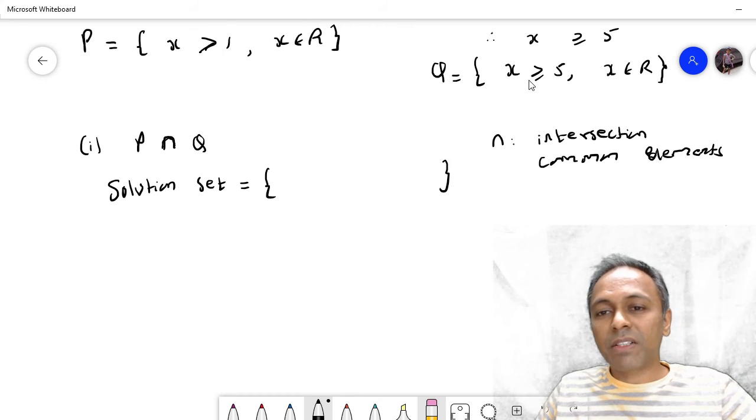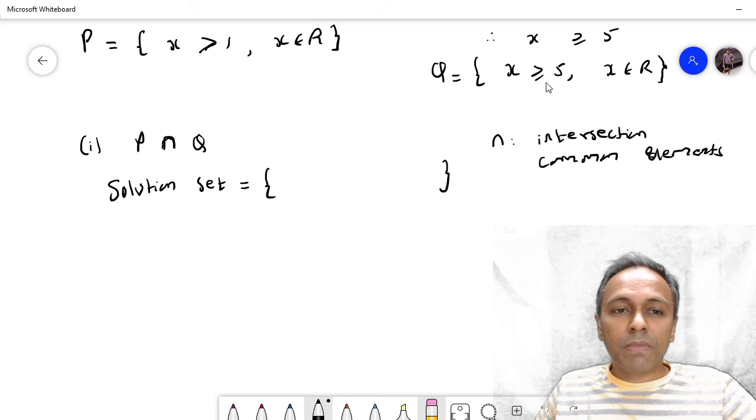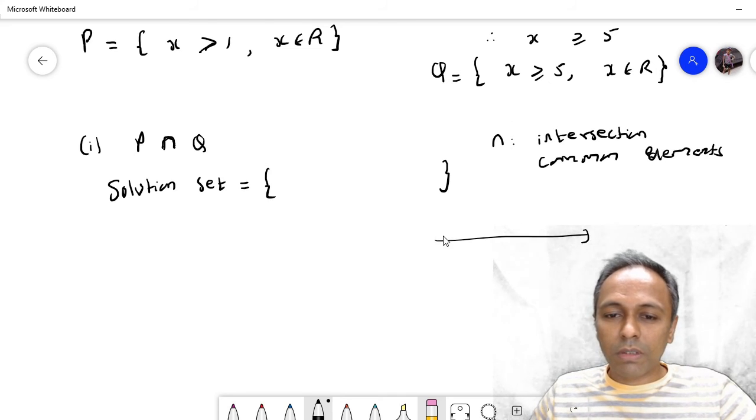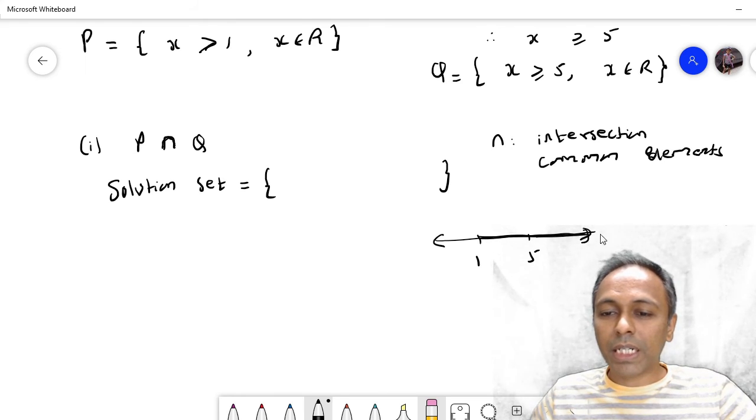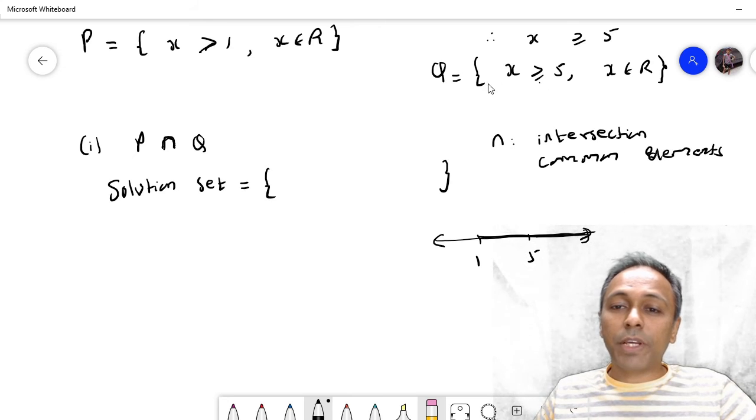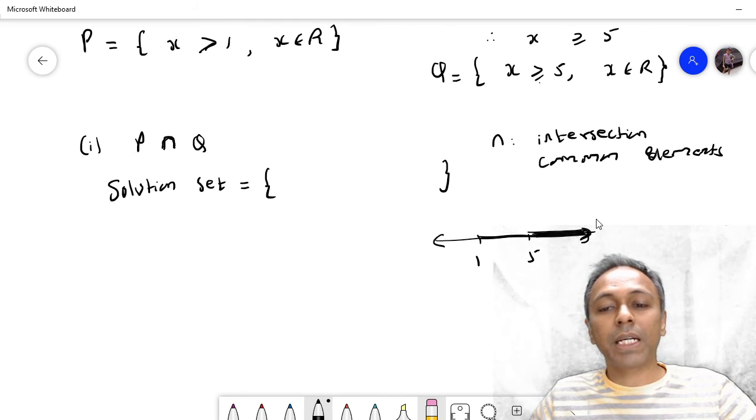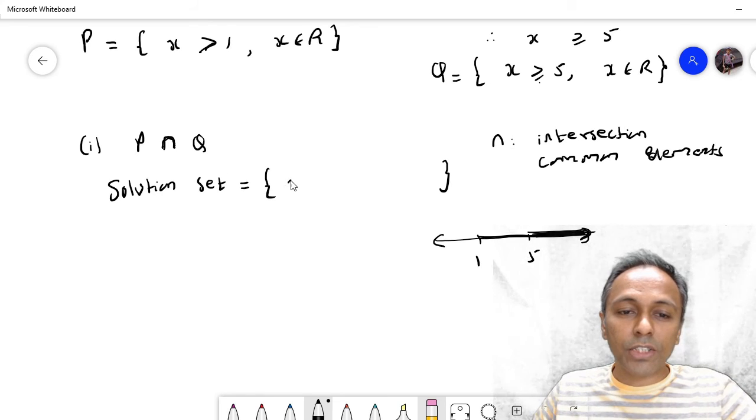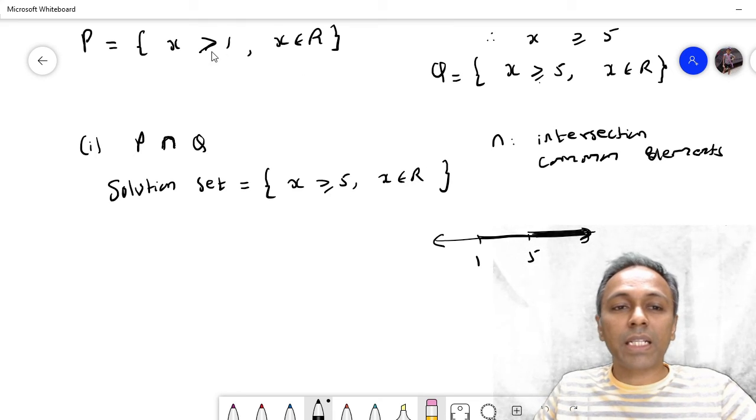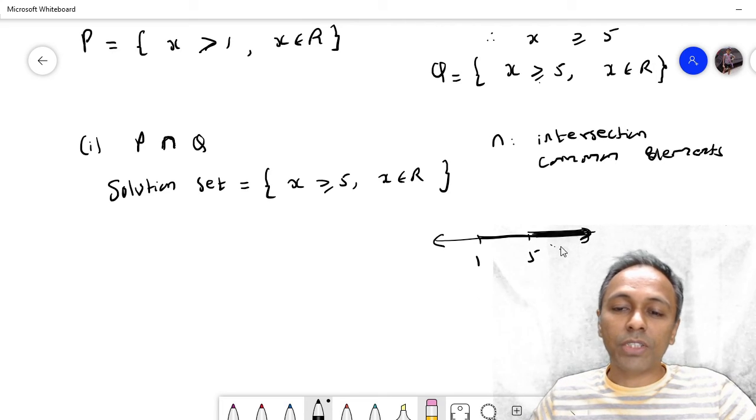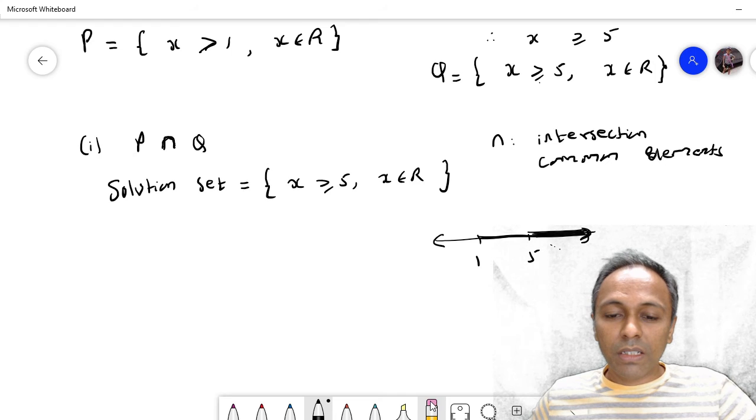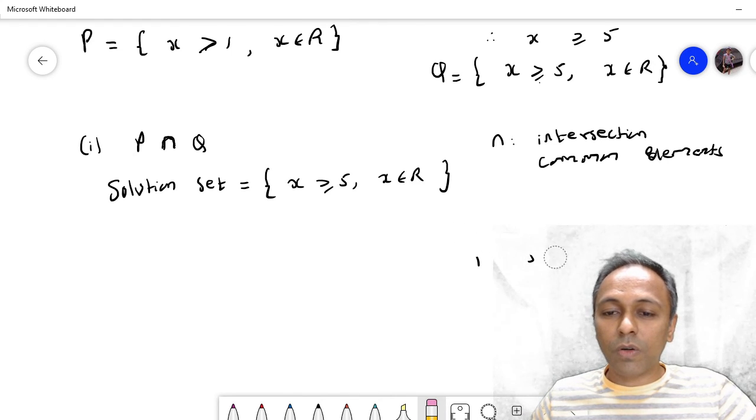x is greater than 1, and x should also be greater than 5. If x is greater than 1, this rough work is only for making you understand, this is 1 and ahead is 5. If x is greater than 1, then here is x greater than 1. I highlighted it to explain. Now here in Q, x is greater than 5, so here is greater than 5. So what is the common region? Greater than 5 came. So the solution set for P intersection Q will be x greater than or equal to 5, because between x greater than or equal to 5 and x greater than 1, x greater than or equal to 5 is the common region. Let us make the number line as they have said, draw it on a number line.